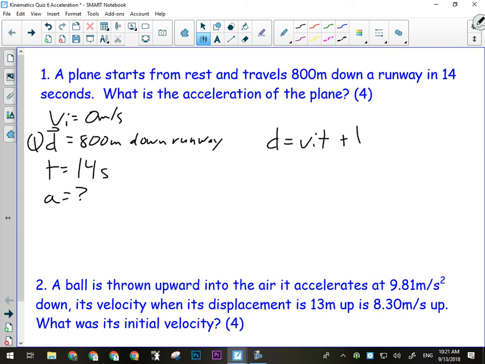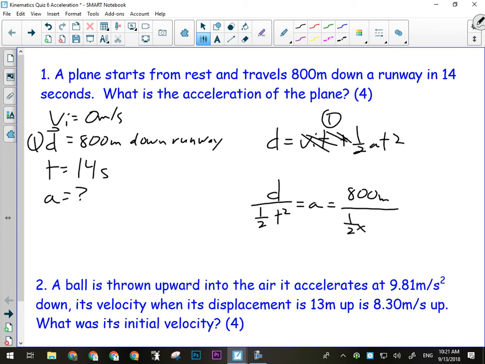d equals Vi times t plus 1/2 a t squared. Since Vi is 0, this whole term can be canceled off, and we're looking for a. So we're going to divide the 1/2 t squared over to the other side. So we'll have d over 1/2 t squared equals a, which will be 800 meters divided by 1/2 times 14 squared. So 1 mark if they have something like either one of those.